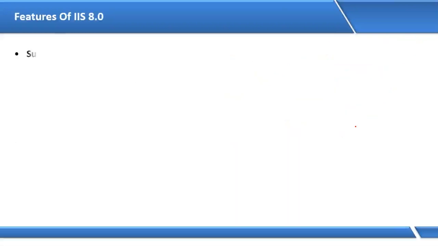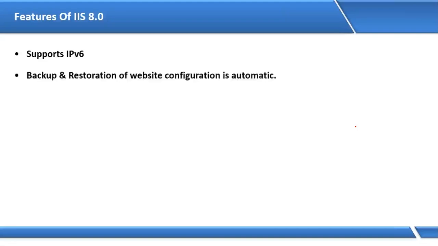So that's why Microsoft is saying the features are support for IPv6. Right now I'm using IPv4, but if you're using IPv6 also, we can configure the IIS service. We can host one website. But in previous operating systems, IPv6 is not supported. But now IPv6 in 2012 is supported here. Second thing is backup and restoration of website. Configuration is automatic. And isolation of user.